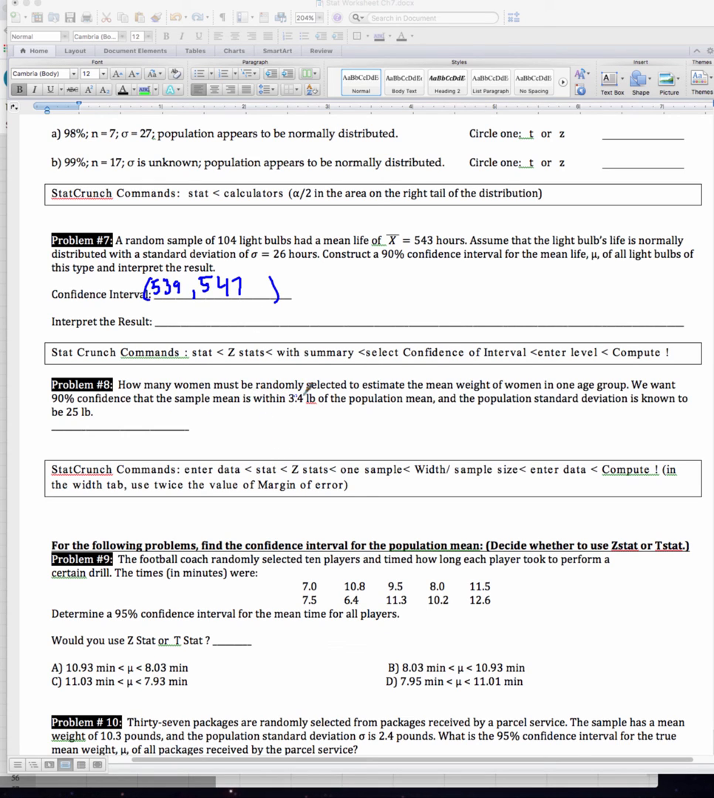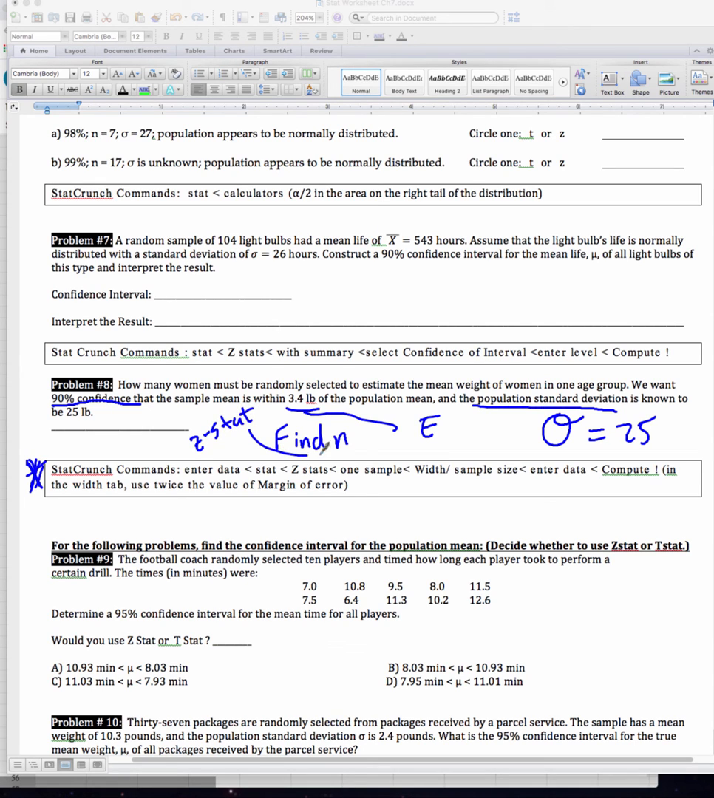Okay, how many women must we randomly select? So this is a finding n problem. And all these StatCrunch commands are right here for you. We want 90% confidence, the sample to be within 3.4, so that's your margin of error. And the population standard deviation, so since they said population standard deviation, that's sigma, and that's known to be 25. Okay? So this is going to be a z-stat, because sigma is known. Alright, so let's go do this.